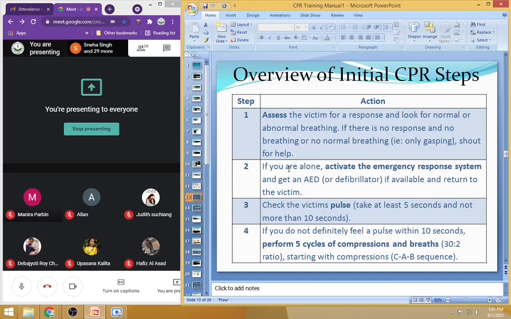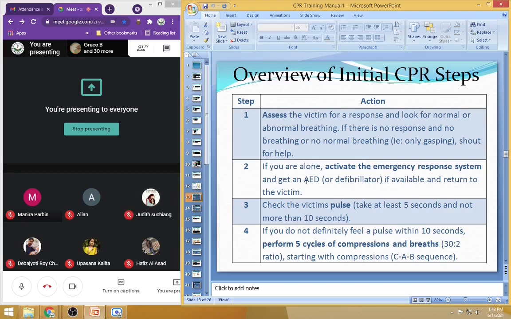Then, if you are alone, in a scenario where you are alone, activate the emergency response system and get an AED. That means you will use your phone and inform the emergency response system. Which number do we have to dial in Meghalaya? 108, ma'am. Very good.